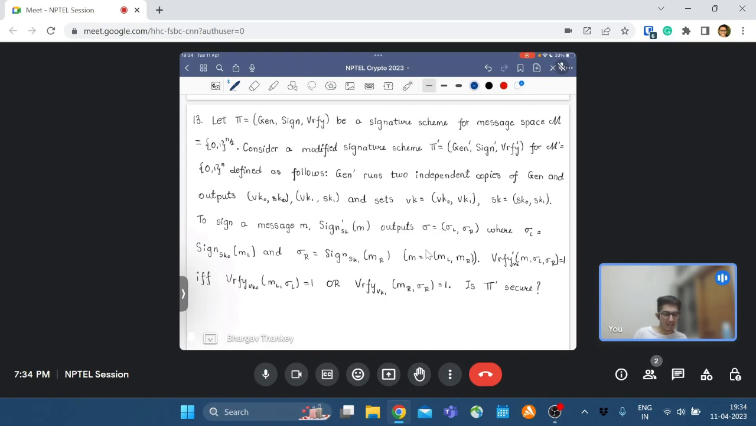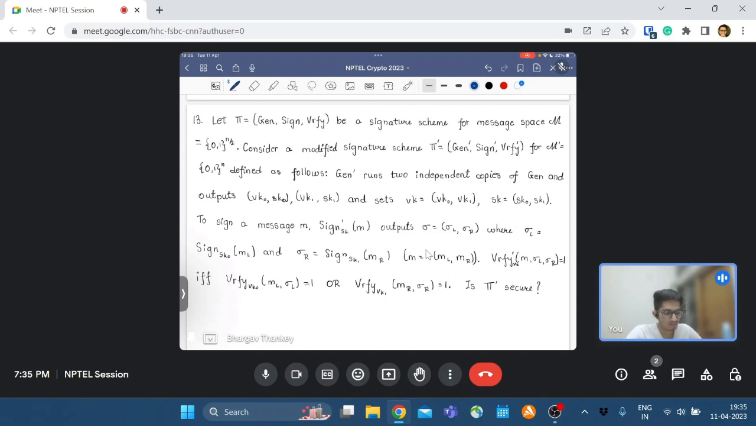Then to sign a message m, what the sign prime algorithm does is the following. It takes m and the signing key sk and outputs sigma equals sigma l, sigma r, where sigma l is obtained by invoking the sign algorithm with message ml and key sk0, and sigma r is obtained by invoking the sign algorithm with key sk1 and message mr. Here, ml and mr are the left n over 2 and right n over 2 bits of m.